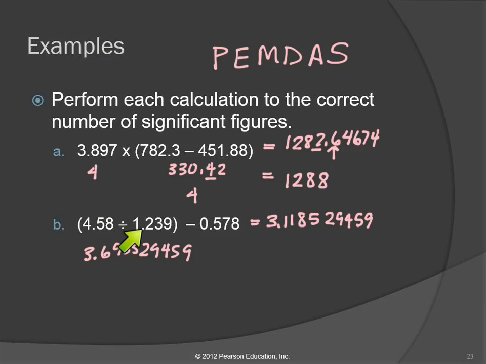3 sig figs, 4 sig figs, 3 is smaller. So it needs to be the 9, which changes things, doesn't it? Because this now has 2 decimal places, this has 3 decimal places. So our answer should only have 2 decimal places. So it's 3.12. Thank you for pointing that out.